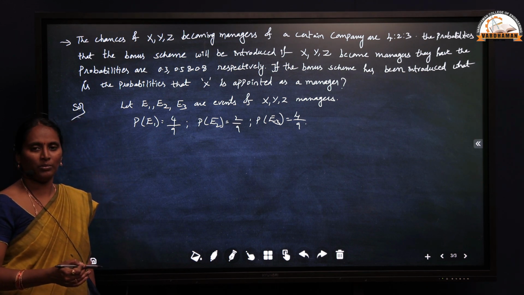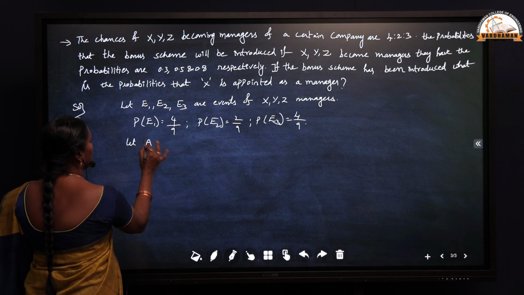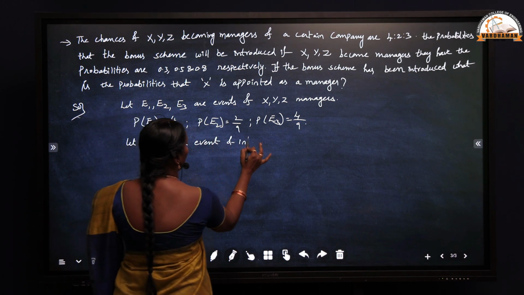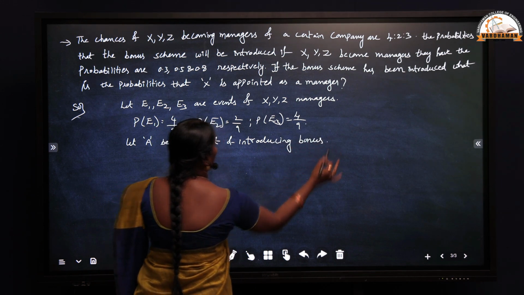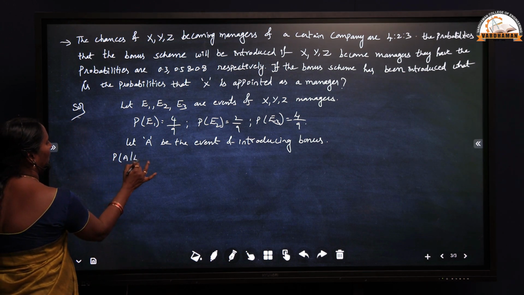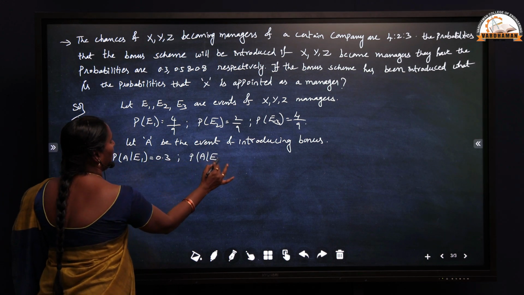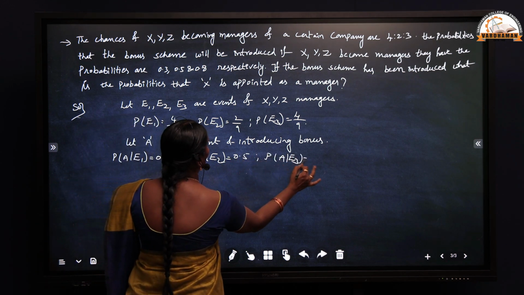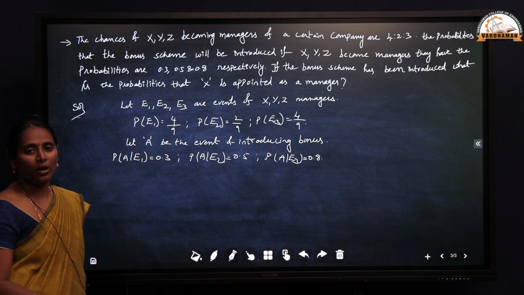What is the success event in the problem? The bonus scheme has been introduced. So what are we going to define? Let A be the event of introducing the bonus scheme. So we are going to define A given E1. What is the value of A given E1? 0.3. And the probability of A given E2, what is the value? 0.5. And P of A given E3 is what? 0.8. It means these are written in the form of conditional probability.